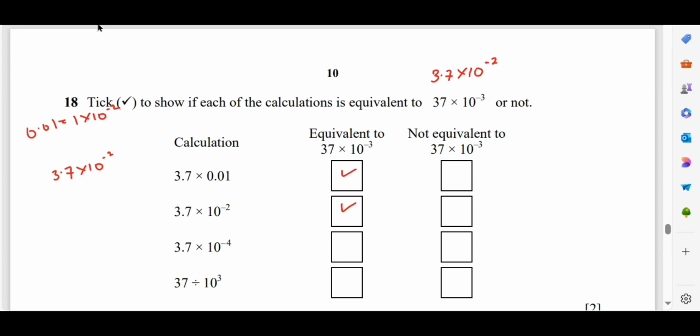Now this one obviously is not equivalent to this one here, so we need to find out. 3.7 over 1000, that's 10 raised to power 3, will give us 3.7 times 10 raised to power 9. So this one is equivalent. All right, so let's move to the next one.